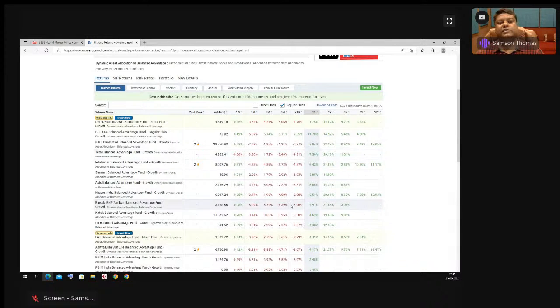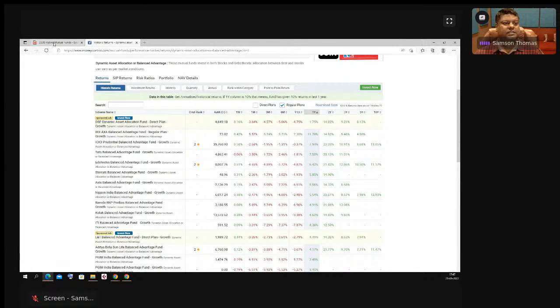This is the advantage that I'm talking about, how to lower the volatility of your portfolio by using the hybrid mutual fund schemes, right? So when the market has fallen down by 15%, these funds have only fallen by 2 to 5%.